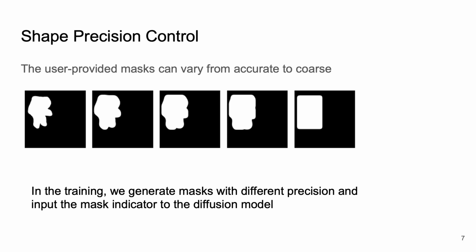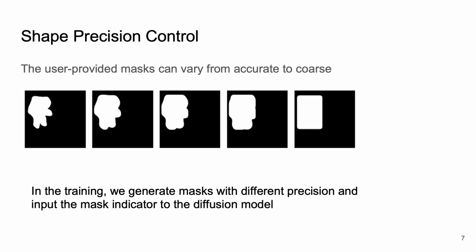However, some users are non-professional. They just draw a bounding box, and then they wish to generate something inside this bounding box, and they do not care whether the object should align with this input mask. So to address this challenging issue, in the training we generate masks with different precision, and we input a mask indicator to a diffusion model.